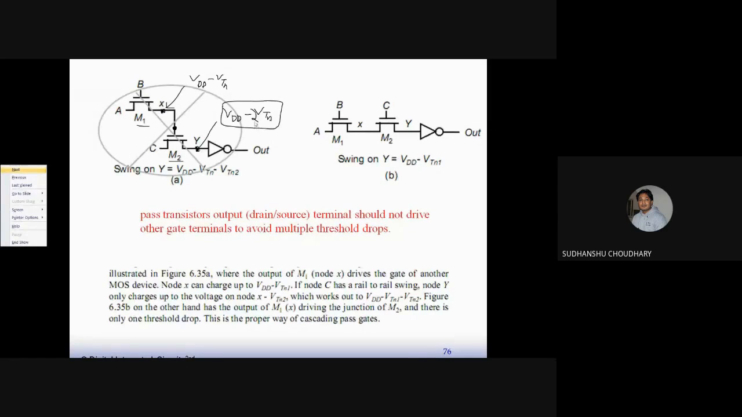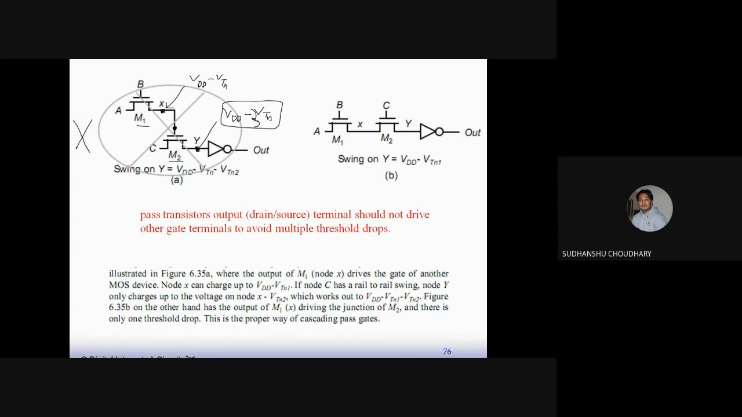drops, 3 VTN, 4 VTN, and finally the input which is appearing at the inverter may be out of the bounds of the noise margin of this gate. Then finally the output of this inverter will be lying within the transient region, so that we don't want. So we should not drive the gate of another MOSFET using this kind of connection. This kind of connection is not permitted or not advisable.